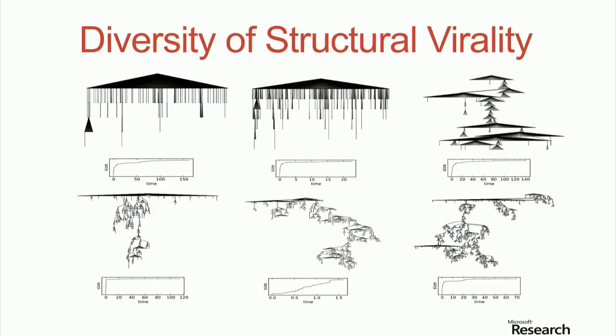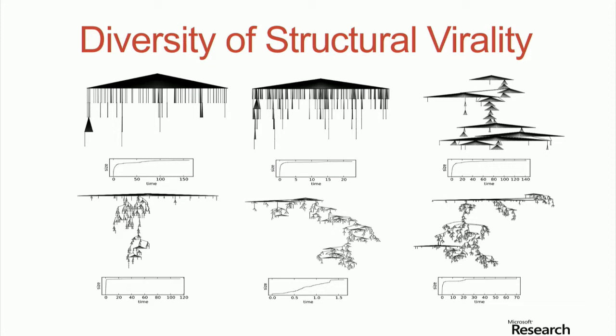This is a selection of 6 randomly sampled cascades where we have binned everything by structural virality and then randomly picked 1 example from each bin and ranked everything from left to right and top to bottom in terms of increasing structural virality. So this thing on the top left here, which looks like a black triangle, is really a big broadcast. It just looks like a triangle because all the lines have been drawn on top of each other.